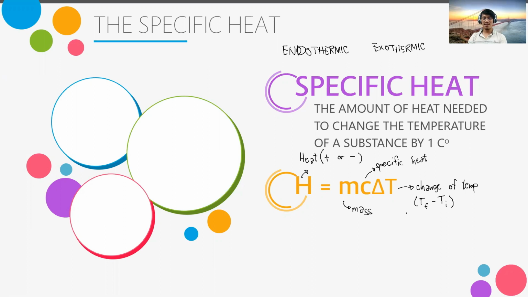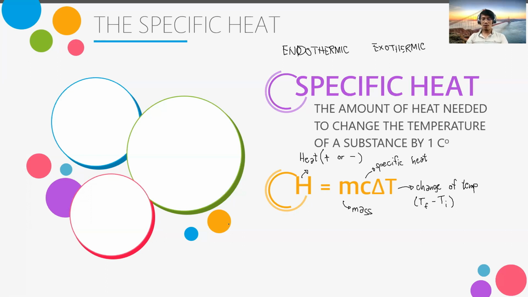Mag-increase ang temperature. However, if final temperature is lower. Ibig sabihin, naglamig. Okay, naglamig yung ating object. So, mas mababa ang final. So, magiging negative ito. So, that means heat will also be negative. So, when we talk about negative heat, it decreases the temperature. Magbaba yung temperature ng ating object. Nakuha? Ayan, so those are the variables in our equation.